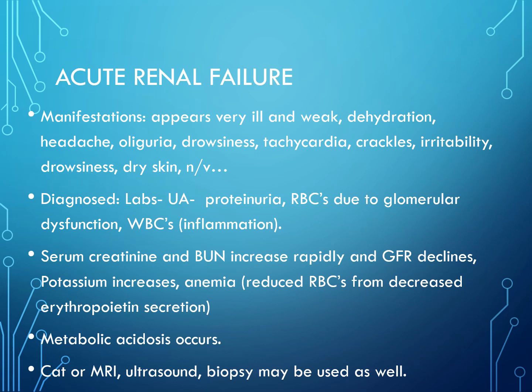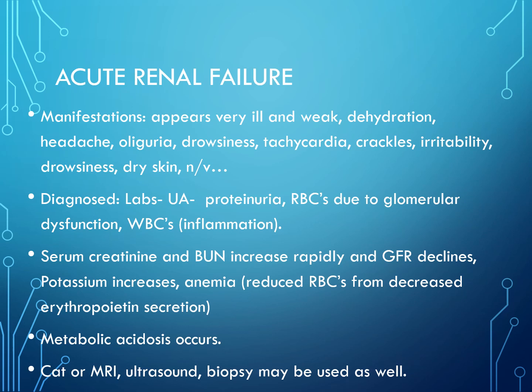The patient may have protein in their urine. RBCs may be down due to glomerular dysfunction. And you may see WBCs. Actually, you may see RBCs and WBCs in the urine as well as protein. The serum creatinine and BUN increase rapidly, all the while the filtration rate will decline.